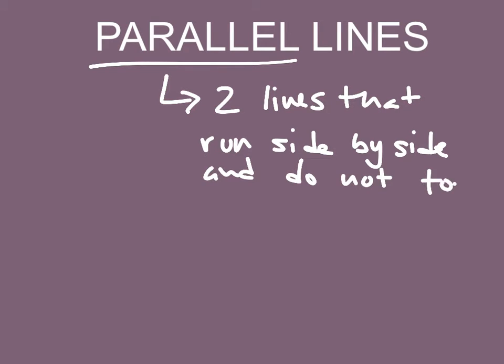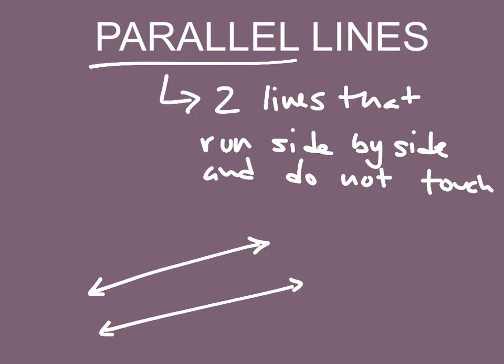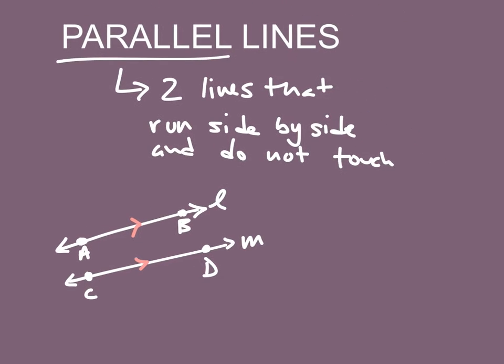Okay, and so what I want to do is I'm going to say, I've got this line and this line, all right? And I'm going to call this line L and line M. I'm also going to call this line AB, and I'm going to call this line CD, okay? And I'm just making these up, but what I know is that these two lines are parallel, okay? And so one way that we can show that is by using arrows on the inside that show that these are parallel.